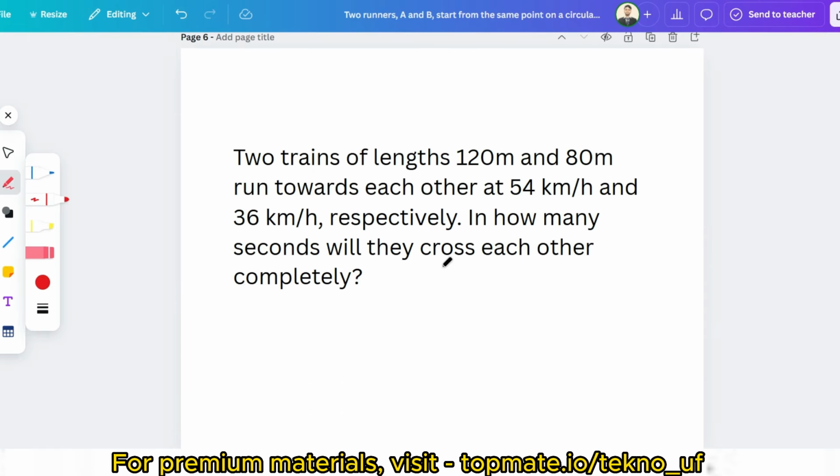Two trains of length 120 meter and 80 meter run towards each other at 54 km per hour and 36 km per hour respectively. In how many seconds will they cross each other completely?